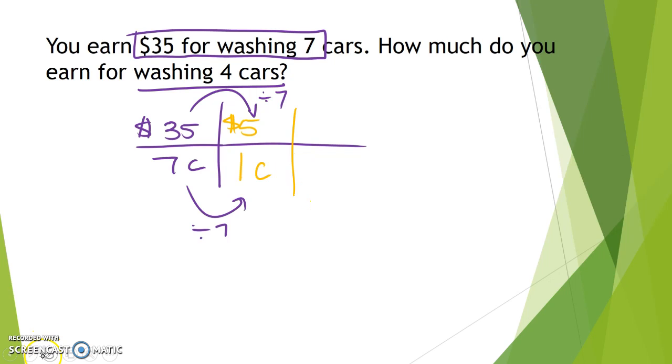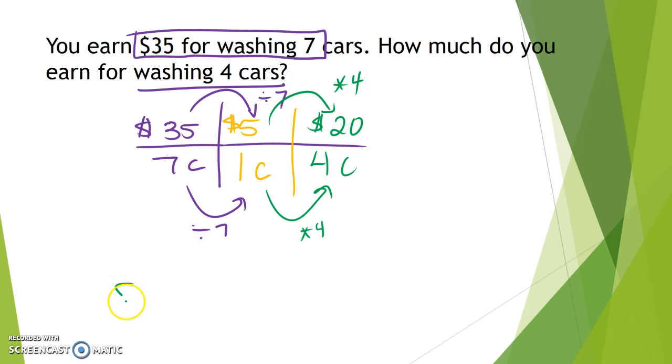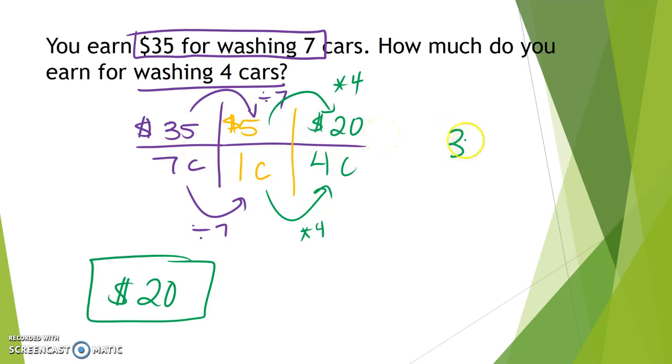And then from that point, I can figure out, well, how much am I getting paid for 4 cars? If 1 car is $5, I want to get to 4 cars. So I'm going to multiply by 4. And I earn $20. So my final answer would be $20 there. So I found the unit rate. I put it in a table format. You didn't really need to do that. You could have just done $35 over 7 and divided by 7 to figure out how much money per car and then gone from there. But I just like to keep my work a little bit more organized so I don't lose track of things. So I put it in a table form.